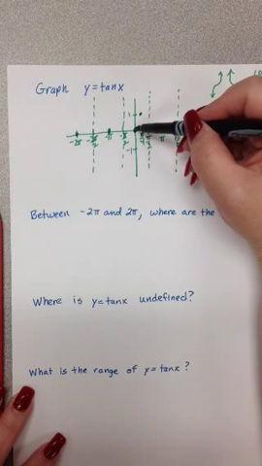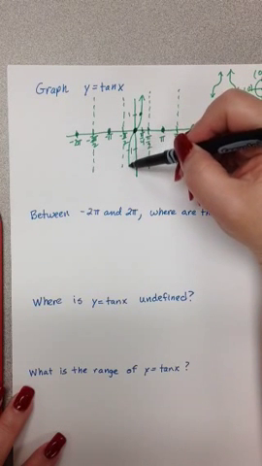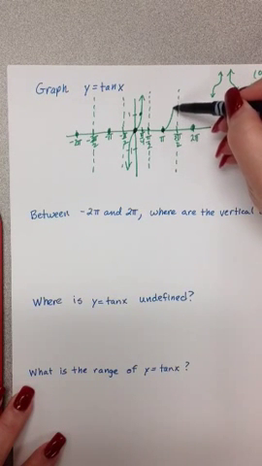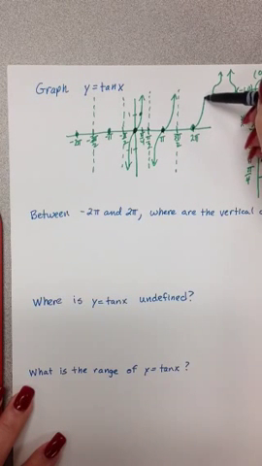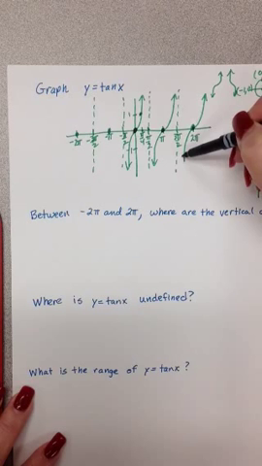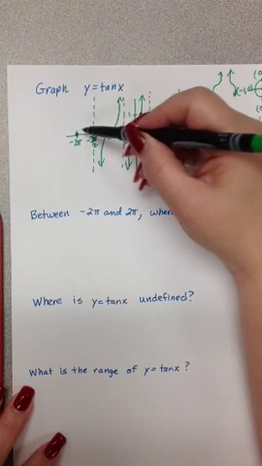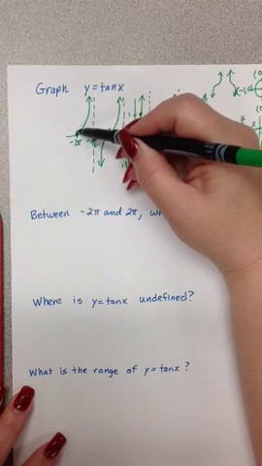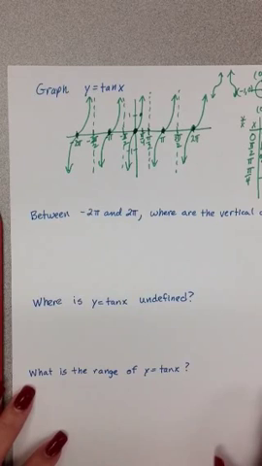So if I go through 0 here, that means I go up on the right and down on the left. Then everybody else just copies. Up on the right, down on the left, up on the right, down on the left, up on the right, down on the left, up on the right, down on the left. So there is our lovely picture of tangent.